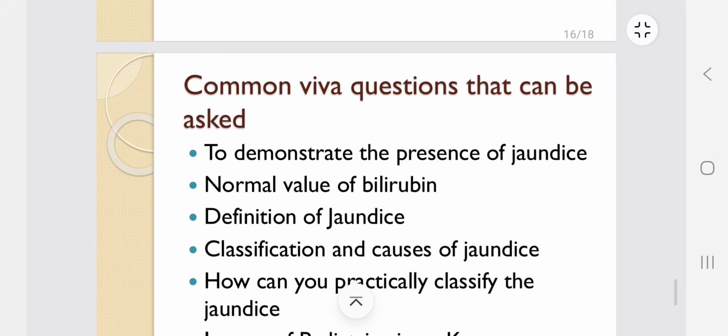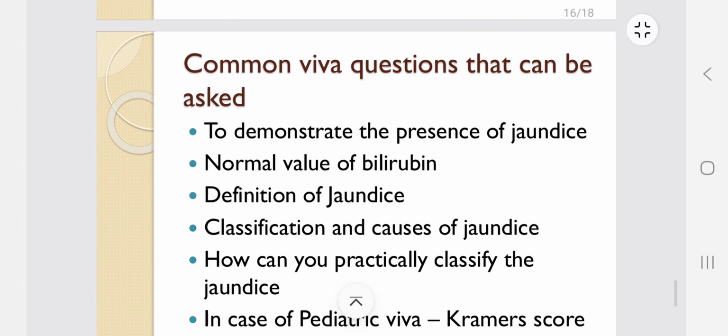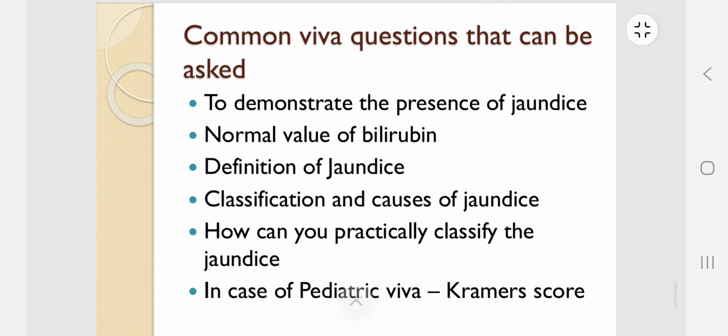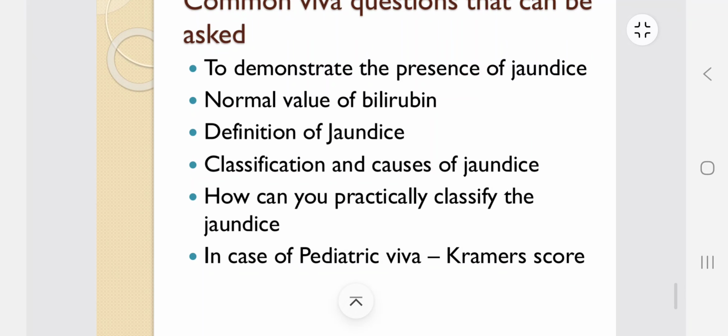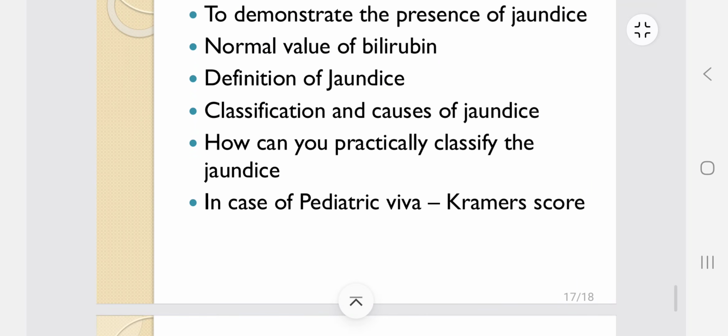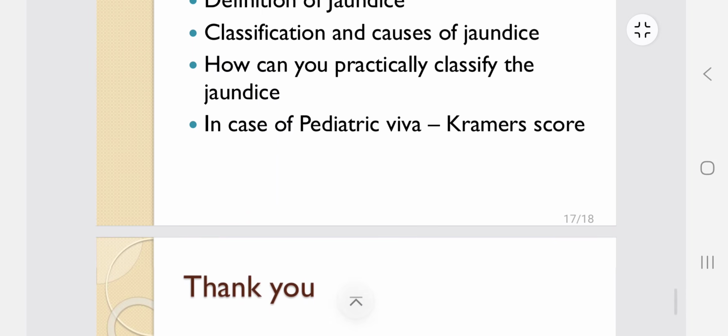Now we will learn about the common viva questions that can be asked. You can be asked to demonstrate the presence of jaundice. You can be asked the normal values of bilirubin. You may be asked about the pathway of bilirubin synthesis and its metabolism. You can be asked about the definition of jaundice, classification and causes of jaundice. How can you practically classify jaundice based on the stool, urobilinogen levels, stercobilinogen levels, etc. In case of pediatric viva, you can be asked about the Kramer score. You should look at the Kramer chart, which is given in Piyush Gupta, which is a great book.